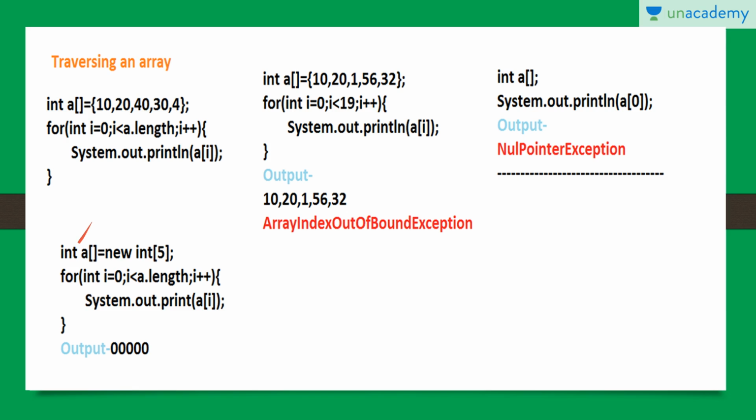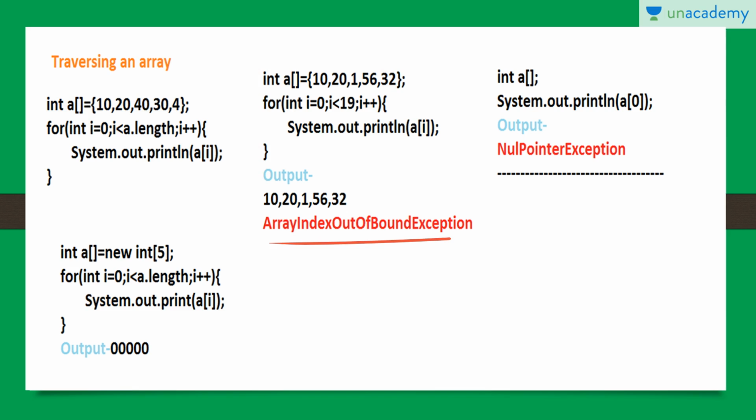Okay, now let us see some other problems here. In C++, if we try to access a memory location out of the range of an array, then what will happen? Actually, it gives us some garbage value. If we try to run this small program in a C++ compiler, it will give us some garbage values. But here it will give us an array index out of bound exception if we try to access some memory location outside the range of an array.